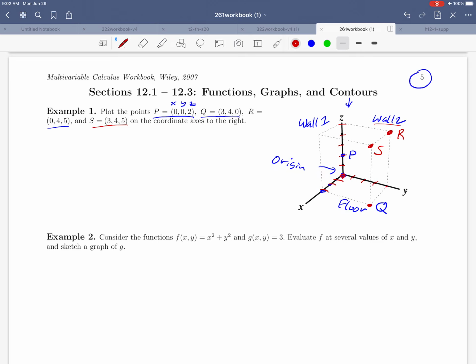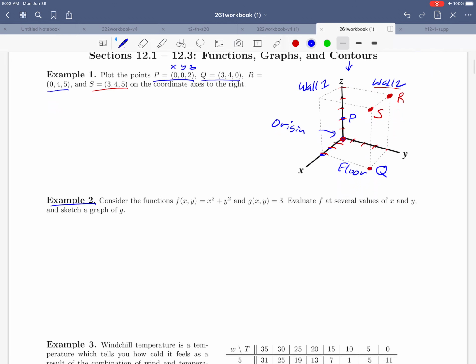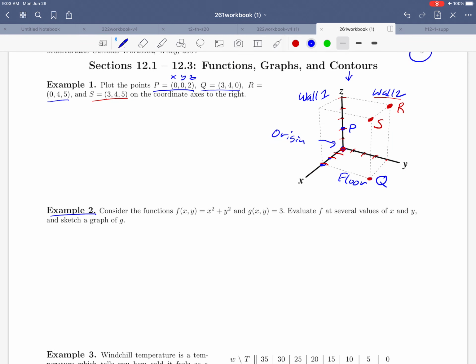Okay, and the idea of this coordinate system is you can describe any point you want to in the room or in 3-dimensional space, however you want to think about it. Okay, so that's example 1, and example 2 introduces us to the idea of functions in 3-dimensional space. All right, so let's look at a couple of typical examples.